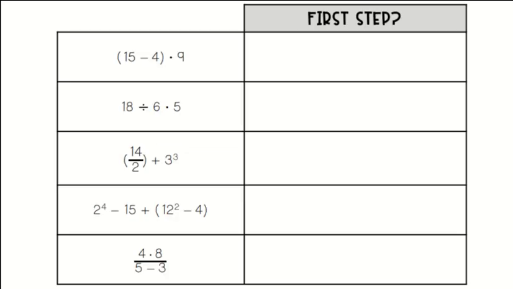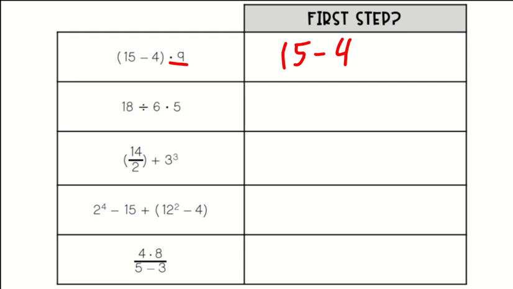All right, so if we look, this is really just looking for what's the first step each time. So what's the first step for that first one? 15 minus 4. We do the parentheses, right? So what's 15 minus 4? That would give us 11. And then you would do the times 9. 11 times 9 would give you 99.